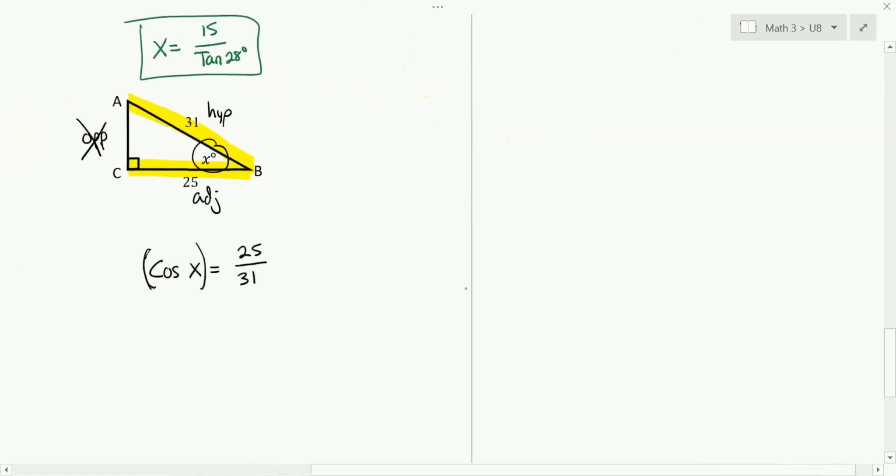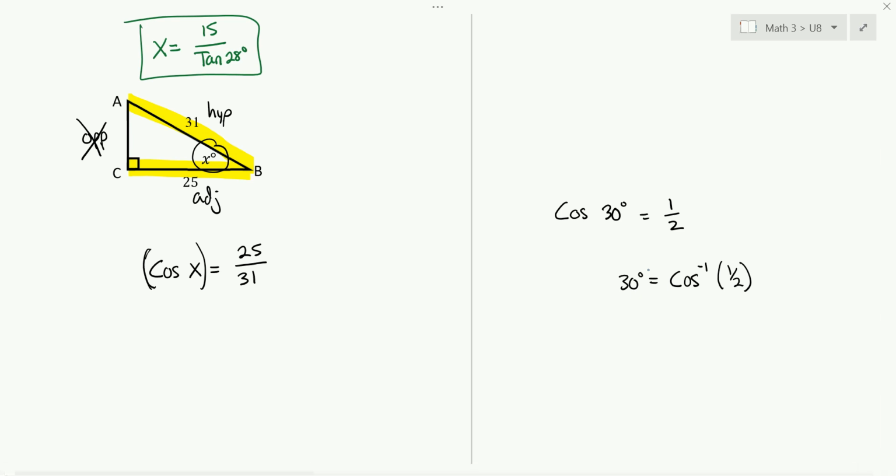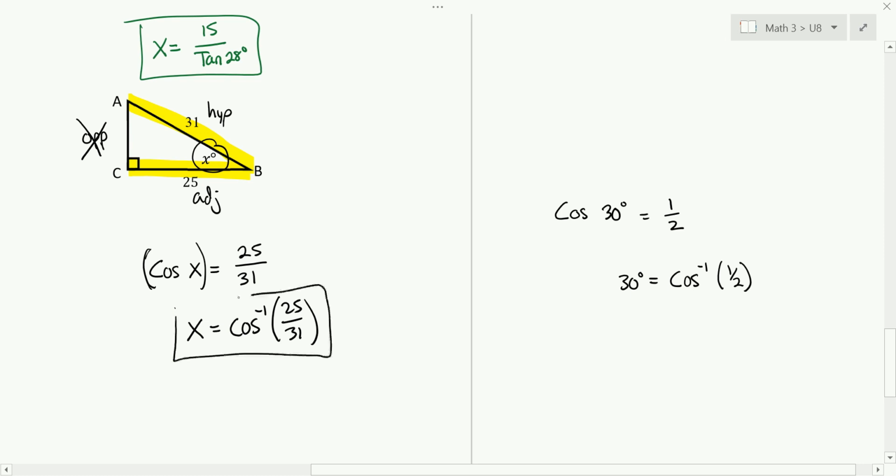So let me just, before I get back to this, if I type into my calculator cosine of 30 degrees, my calculator will give me 1/2. There's the opposite function, which is called the inverse cosine function. If I type into my calculator cosine inverse with a little -1 there, and I put 1/2 in there, guess what? It's going to give me 30 degrees. And so those are opposite functions. They're inverse functions. And so that's what I have to use here. I say x is the inverse cosine of 25 over 31. And that's my answer. Okay, it looks weird, but it's not the cosine function, it's the inverse cosine function.